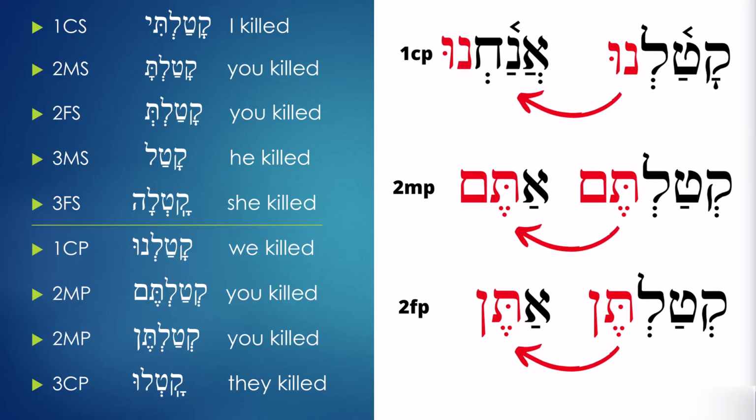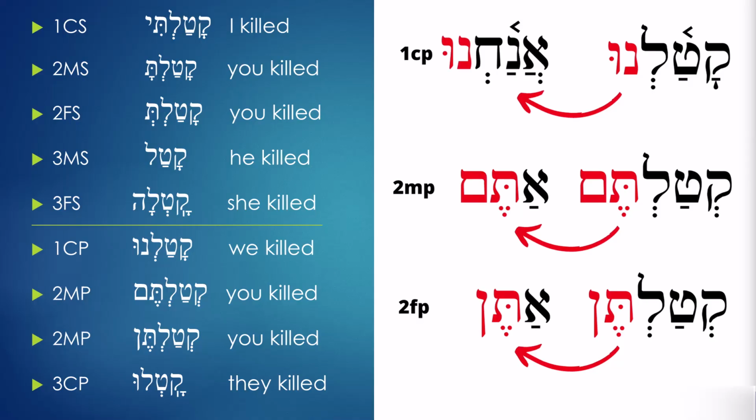We killed. Second masculine plural, we have ketaltem. And that tem at the end corresponds to the pronoun atem. And atem means you, if you still remember the pronouns. And so ketaltem means you killed. Second feminine plural, we have ketalten.